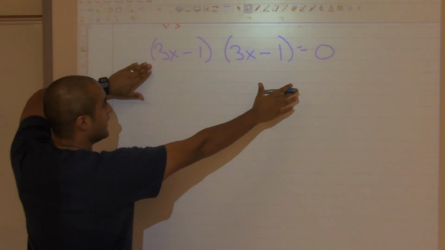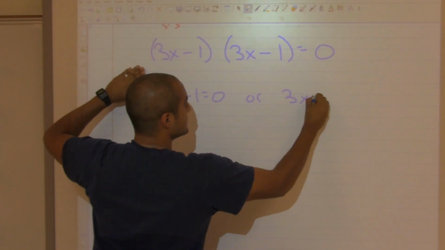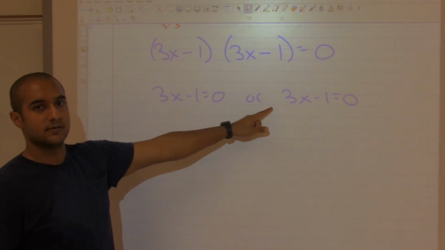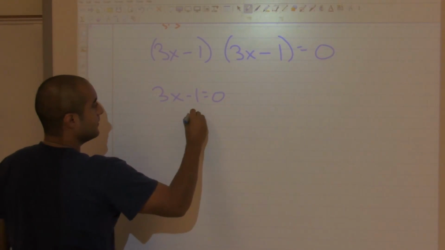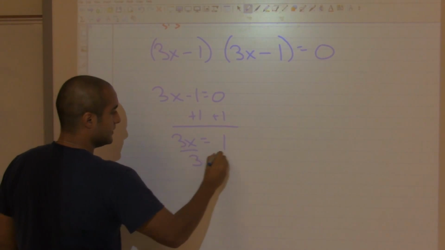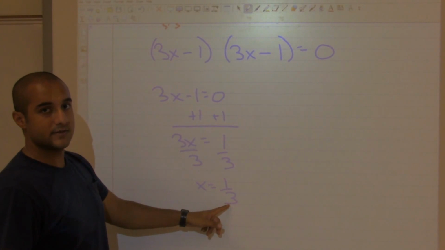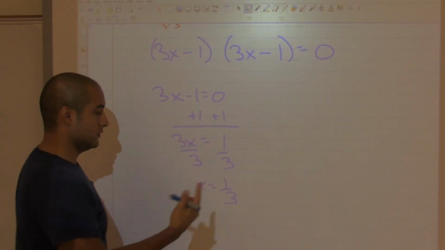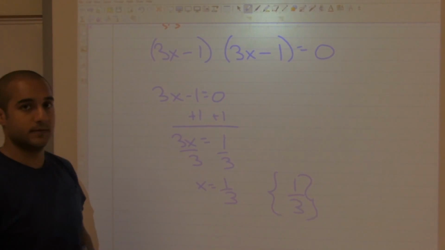So this is my factoring. So, what do I have here? Either 3x minus 1 is equal to 0, or 3x minus 1 is equal to 0. Now notice that I have the exact same thing, so I don't need to solve both of them. Plus 1, plus 1. 3x equals 1. Divided by 3, divided by 3. x is 1/3. That means that this answer repeats, because here you have a repeated solution. So my answer here is just 1/3.